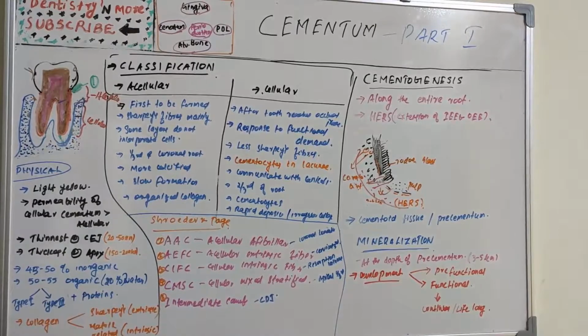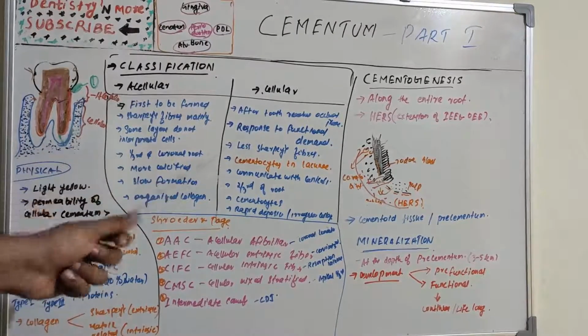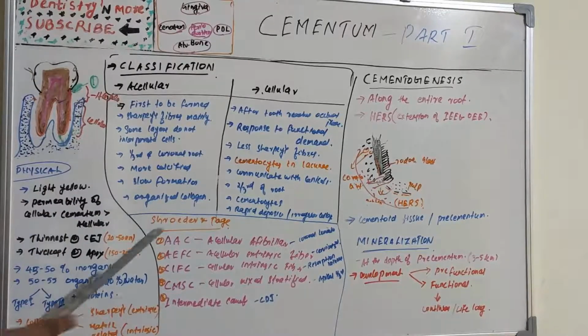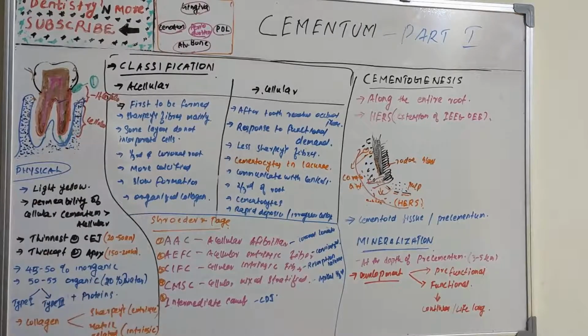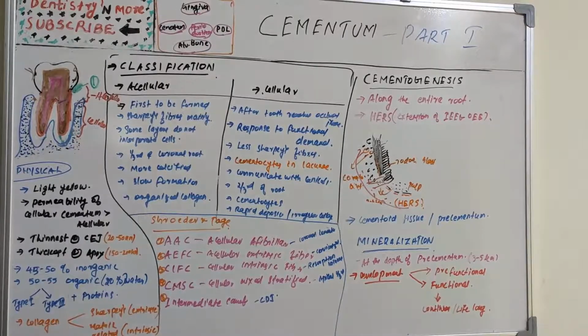So that's about the first part. I finished the basic features, physical characteristics, the basic types, cellular and acellular, the differences, the Schroeder classification, 5 types, and cementogenesis. Hope you remember Hertwig's epithelial root sheath and how it is formed, and the pre-cementum and cementoid tissue, and the mineralization. We have 2 stages, pre-functional and functional. Now the next part I will be covering the cells, mainly cementoblasts and cementocytes, the cemento-enamel junction, and the basic functions of cementum.